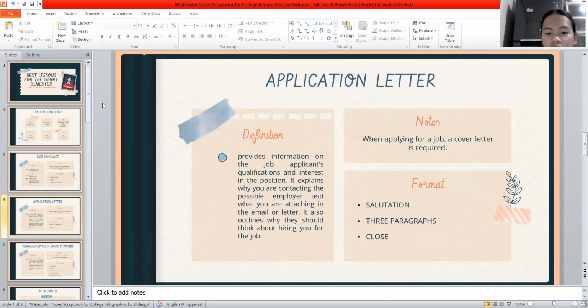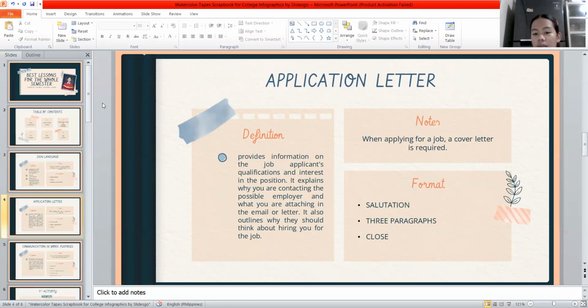Next is the application letter. It provides information on the job applicant's qualification and interest in the position. It explains why you are contacting the possible employer and what you are attaching in the email or letter. It also outlines why they should think about hiring you for the job.